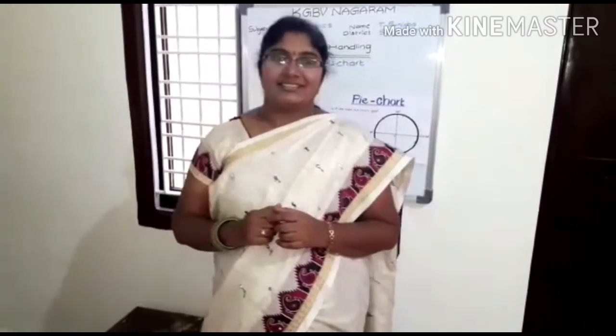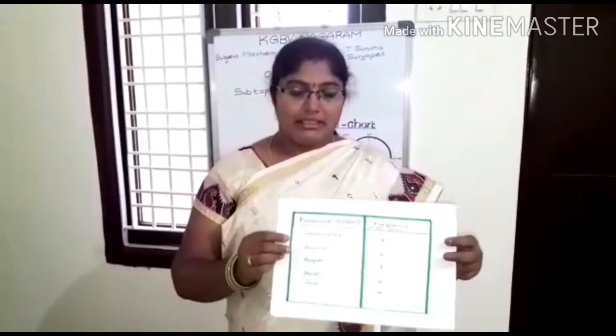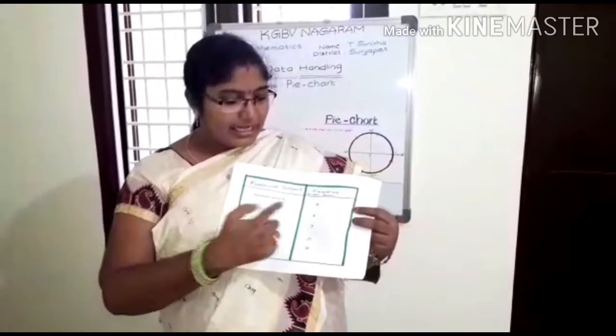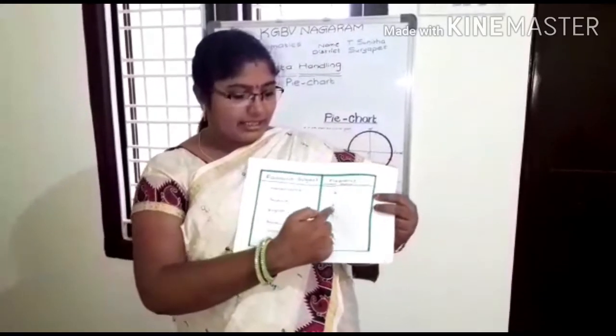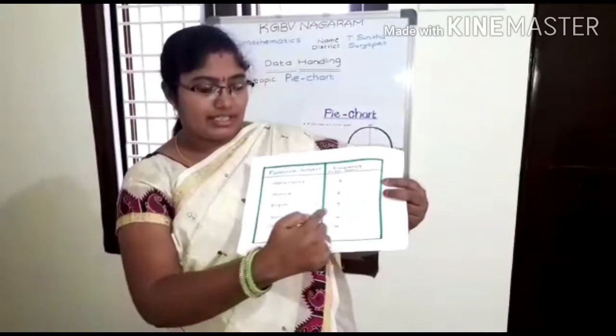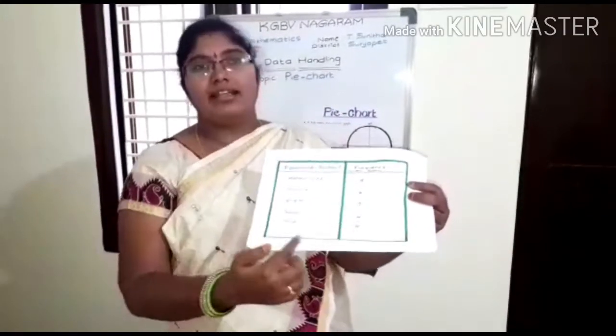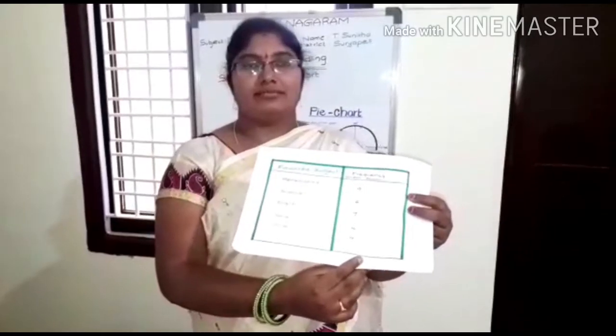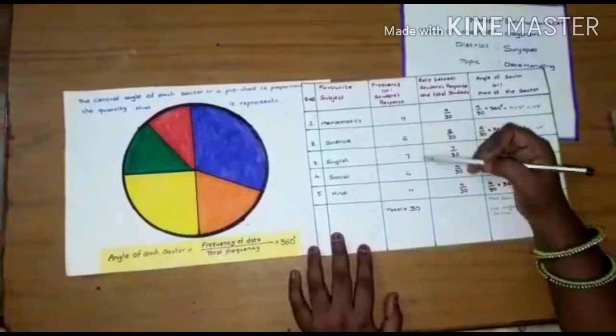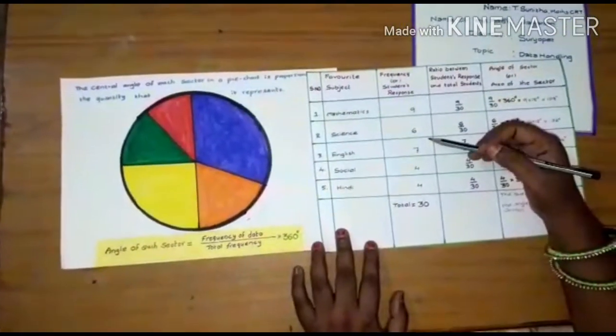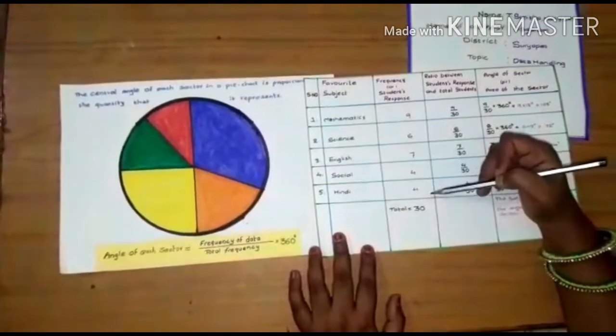Very good. We will now put the collected information in a table like this. Mathematics 9 students like, science 6 students, English 7 students, social 4 students and Hindi also 4 students. So using this data, we can find out the angle of each sector.